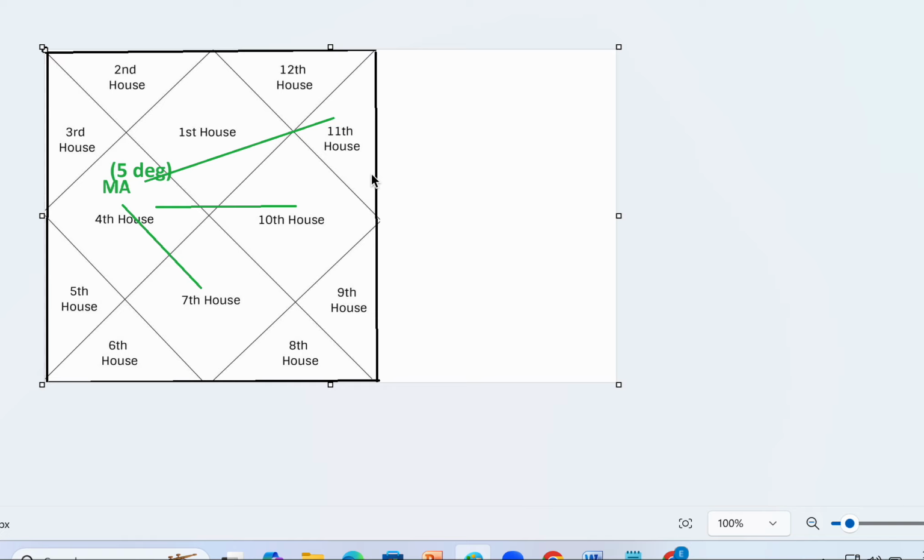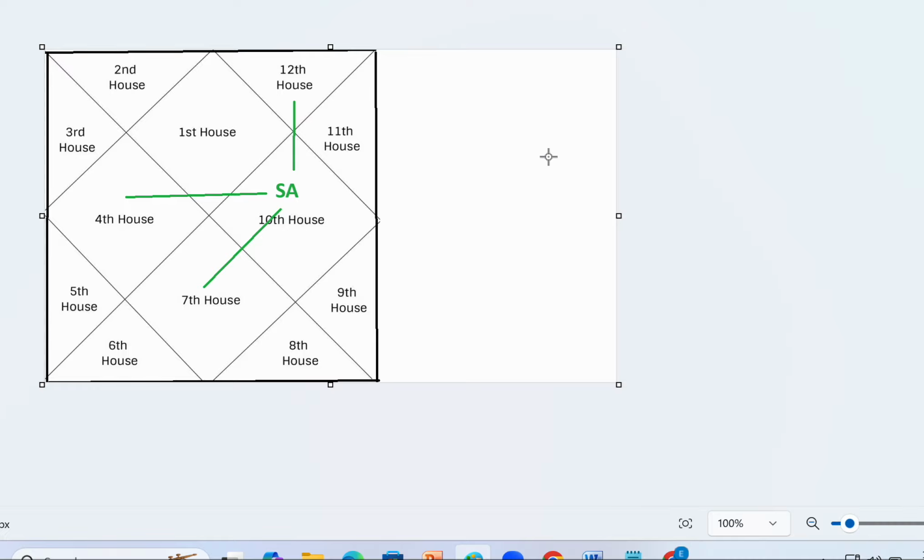Yes, yes. Okay, now let's look at Shani. See, 5, 7, 9 is simple. Now, suppose Shani is sitting over here. Saturn is sitting over here. It is giving a third drishti, 1, 2, 3. Then seventh drishti, that is the opposite house. And 10th drishti, 7, 8, 9, 10. So whenever Shani Dasha comes, it's going to activate these 4 houses.